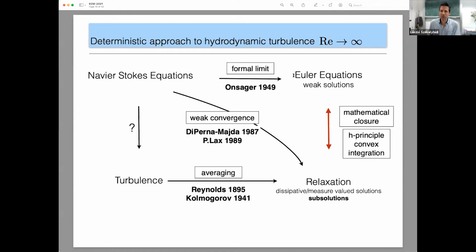Now, on the other hand, you could also just look at the formal limit, look at weak solutions of the Euler equations. Of course, I just showed you that in some sense this kind of relaxation is not the same, because there is this extra term. But you might say, well, is there a relationship between these weak solutions and this relaxation? That's what has recently been referred to as the h-principle. And the proof is by convex integration, which I will not be able to explain in detail in this talk.